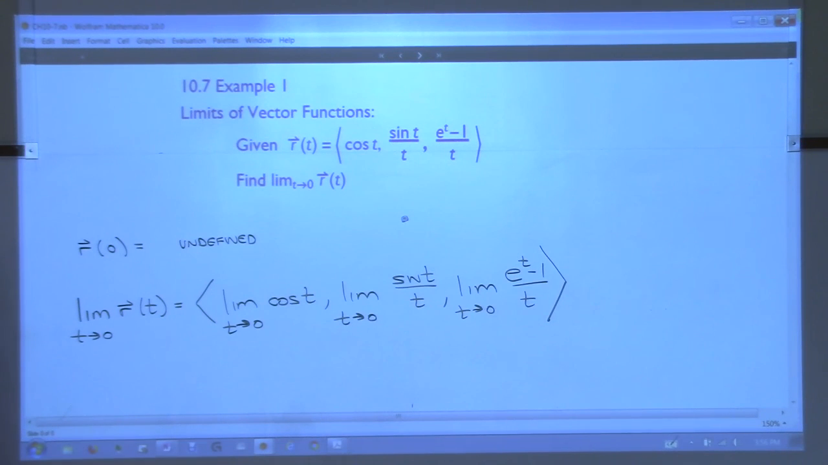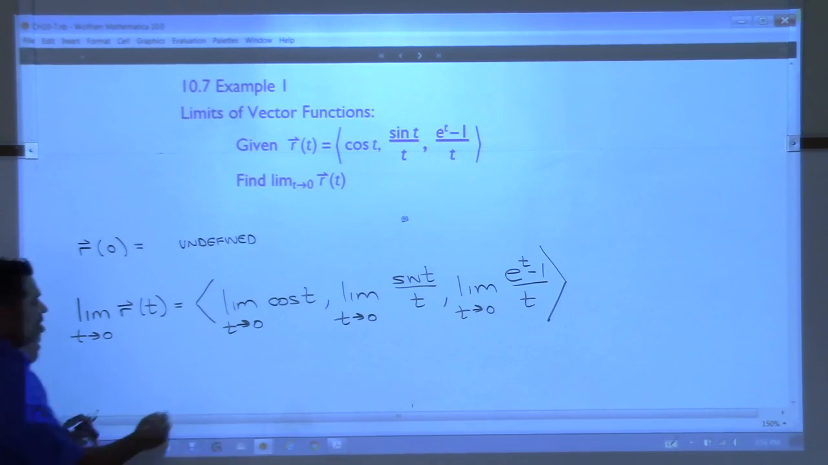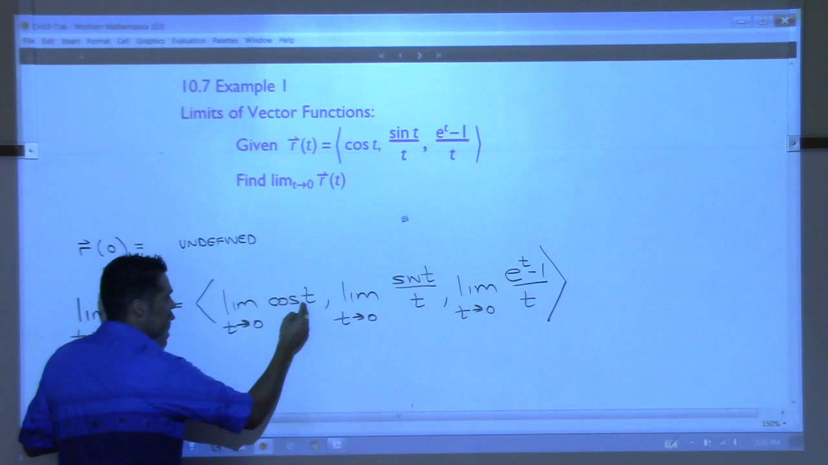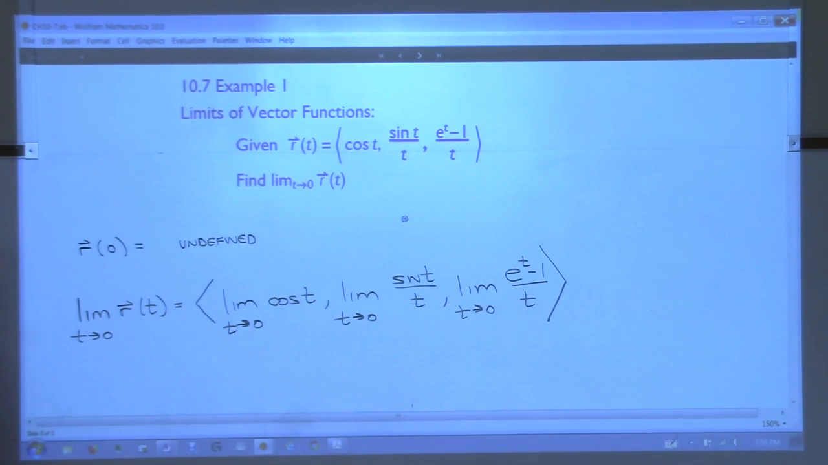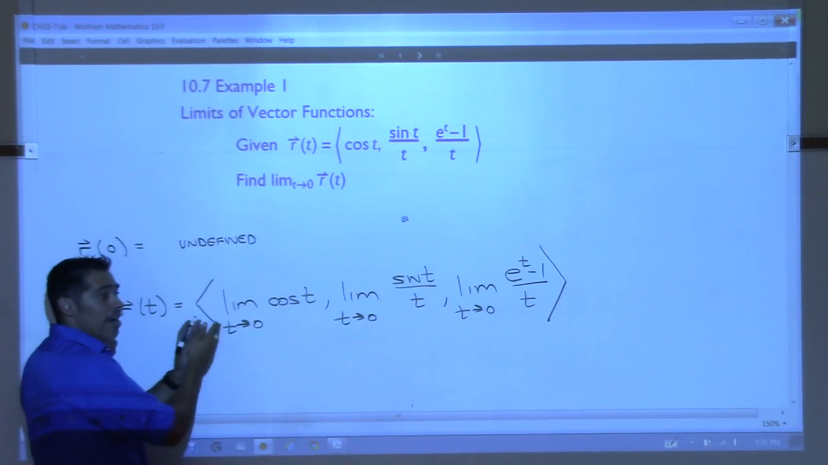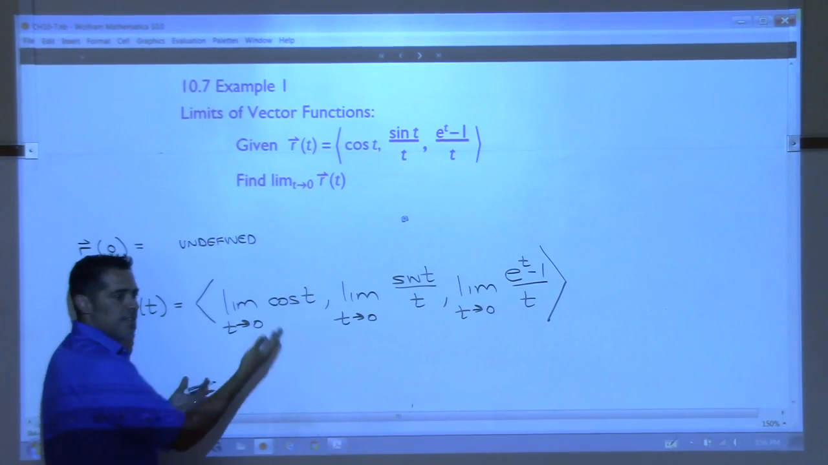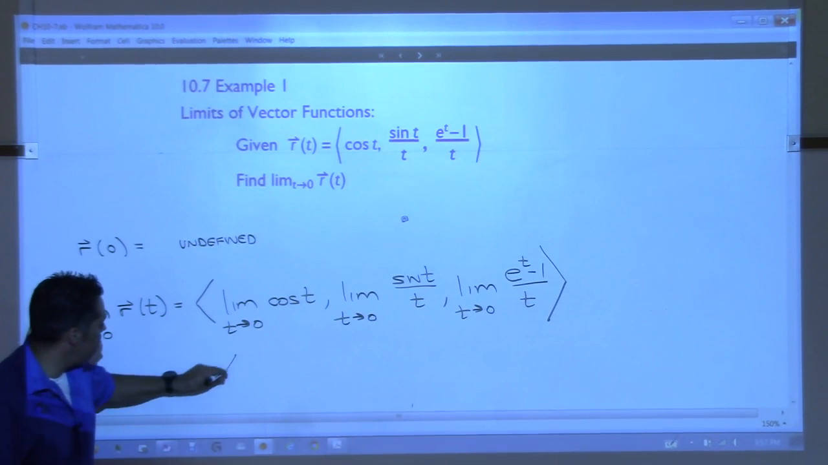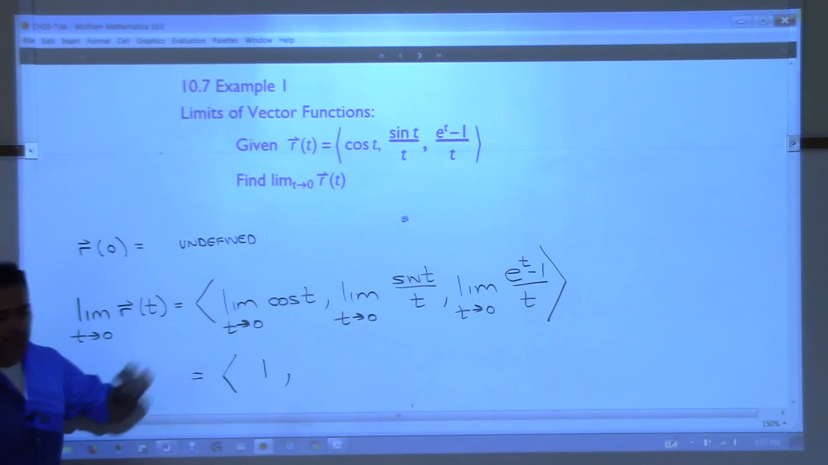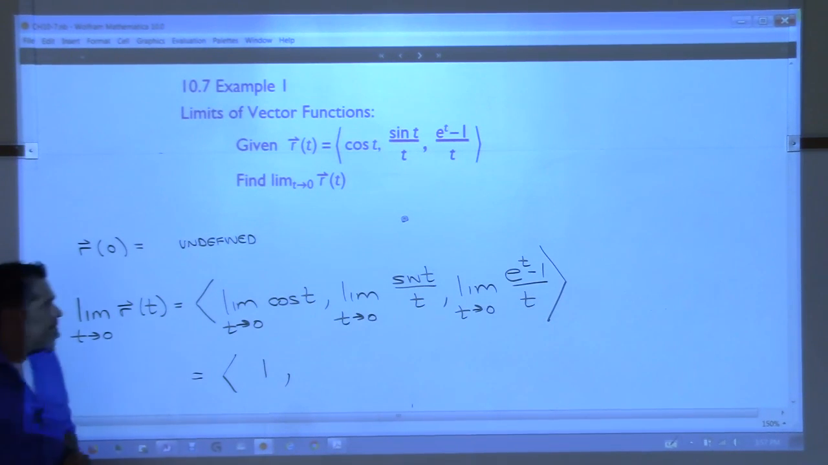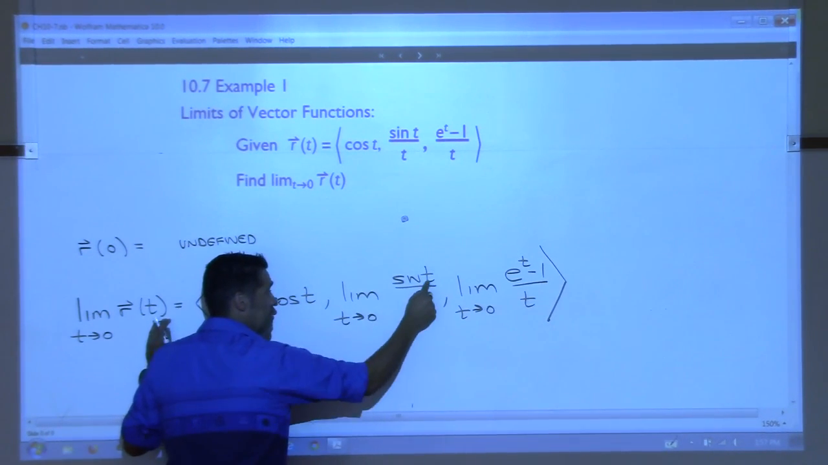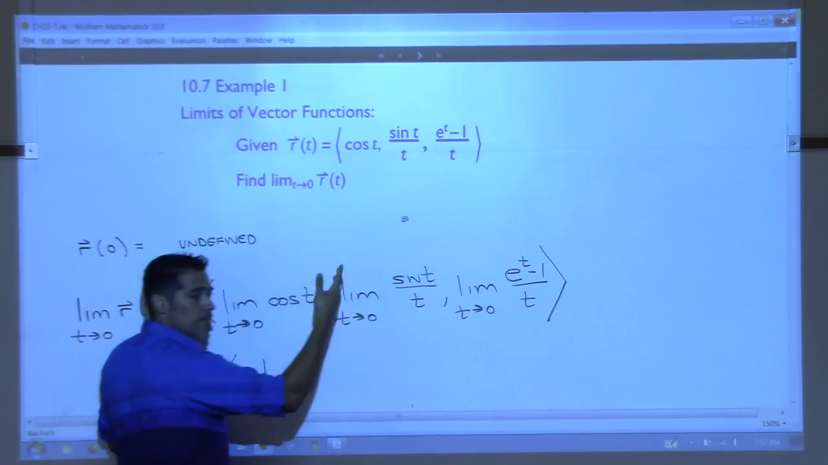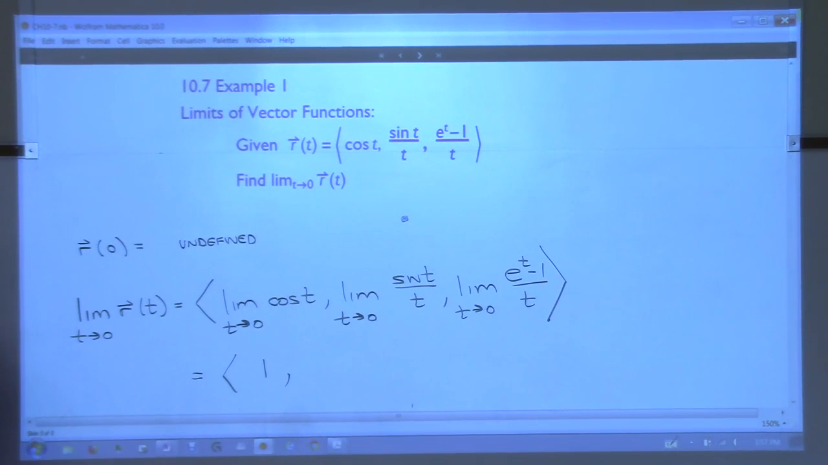Okay, so let's take these one at a time. What is the limit as t approaches 0 of cosine of t? That's just 1, because there is no problem there, right? Anytime we take limits, we always just want to try first doing an evaluation. Can you plug 0 in? See what you get. So here, cosine 0 is 1, no problem. So we know that the first component is 1. Now, what about the second component? If you try and just plug in 0, you get sine of 0 over 0, so you have 0 over 0. That's an indeterminate form, right?